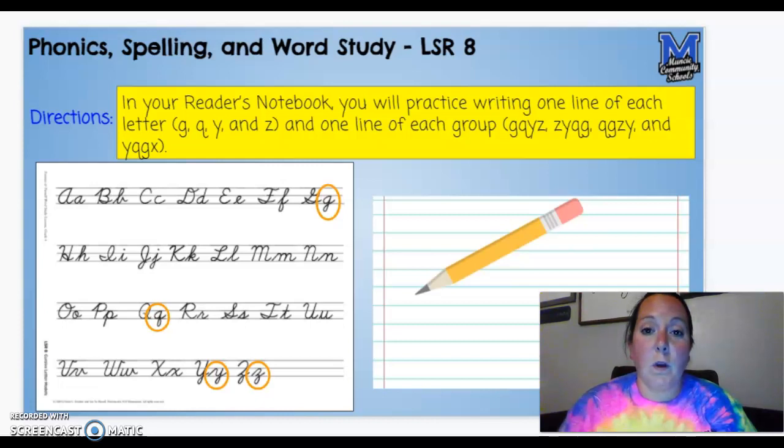You are going to write one line of the letter G, one line of the letter Q, one line of the letter Y, and one line of the letter Z.